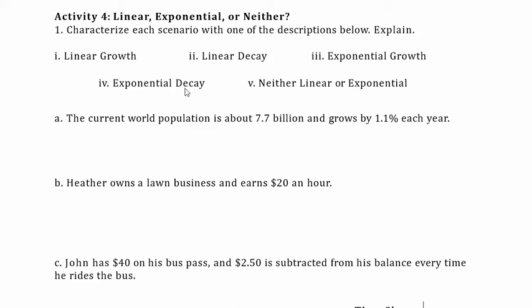So let's remind ourselves, linear growth is going to be characterized by a constant rate of change, and that rate is positive. Linear decay is going to be represented by a constant rate of change where that number is negative. Exponential growth is going to be characterized by a percentage increase, a fixed percent increase. Exponential decay by a fixed percent decrease. If it's none of those four, then it would be neither.